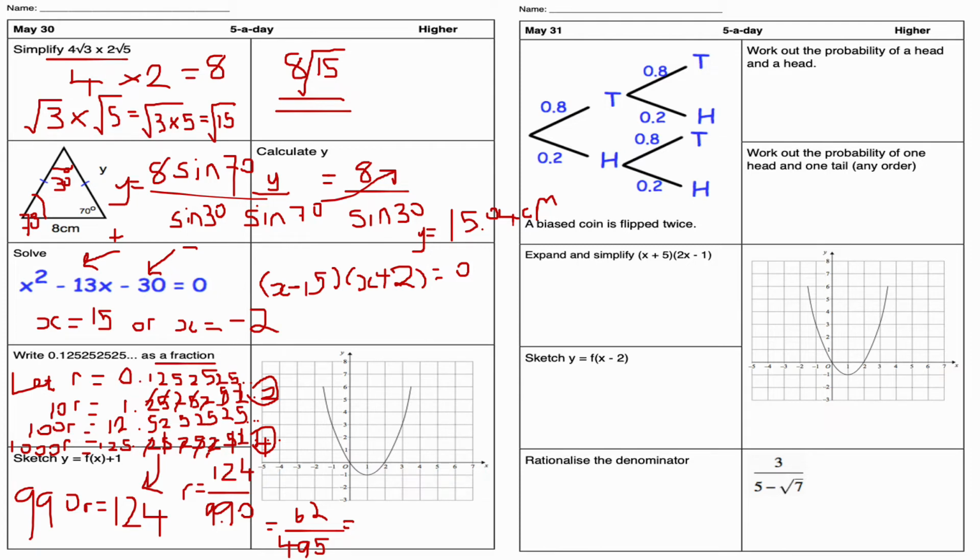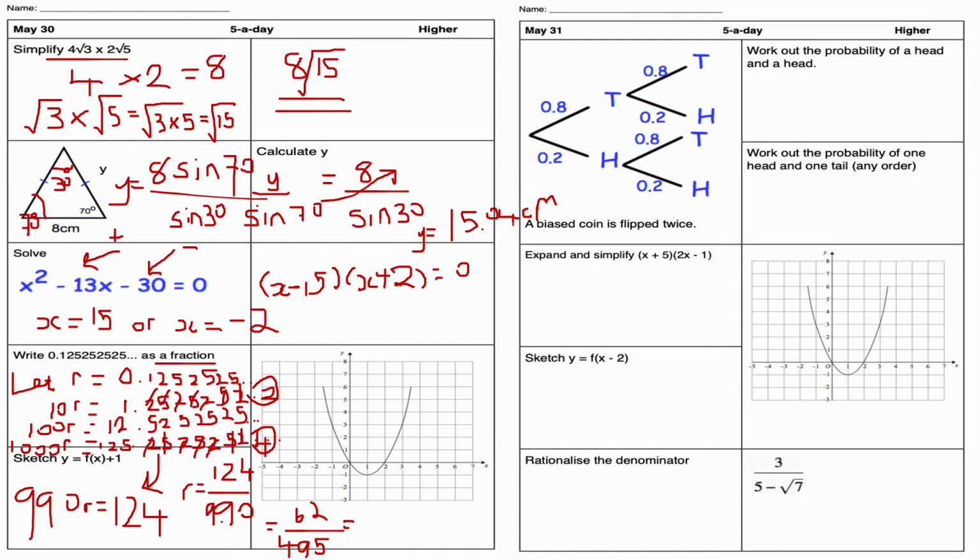But that's how you convert recurring decimals to fractions. So make sure that you line up your place values after each part when you work out your 10r or 100r or 1000r or 10,000r, etc.